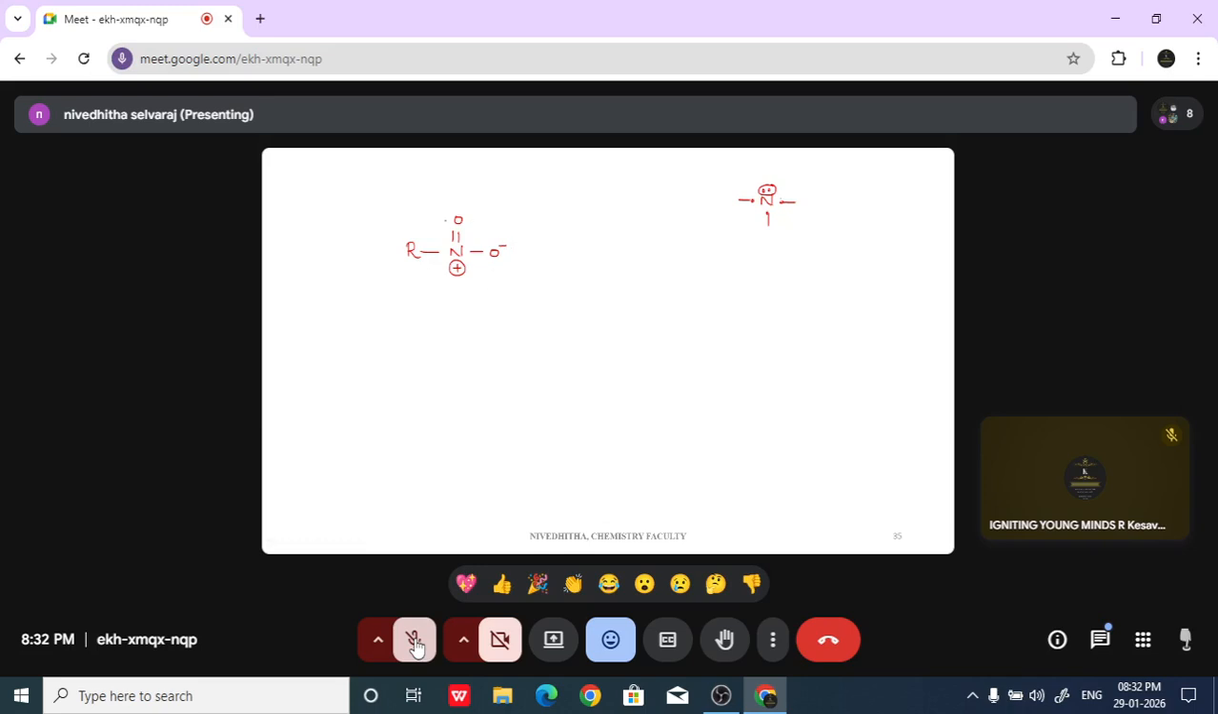So what functional group is this? This is the proper structure. I'll write a normal structure also. This you have seen in your book. Nitro. Nitro. That's it. So we have seen what is a functional group and different types of functional groups.